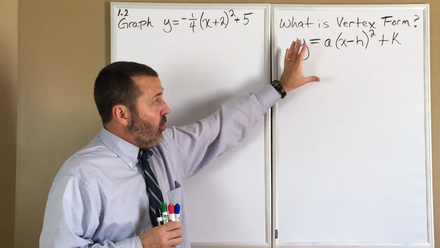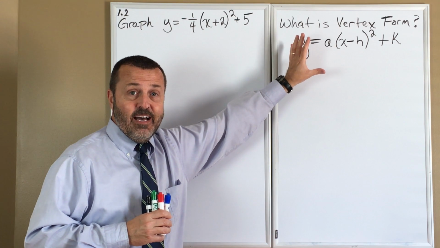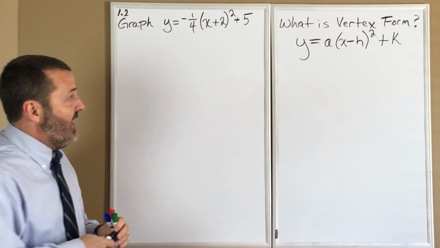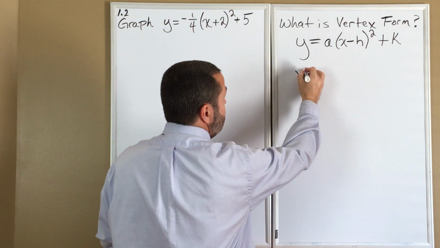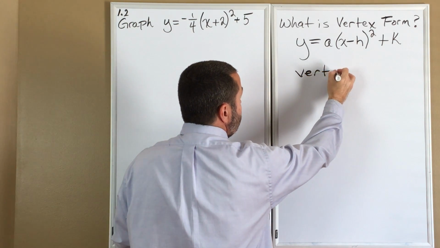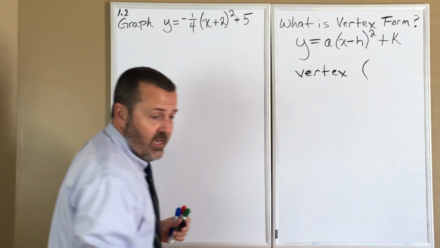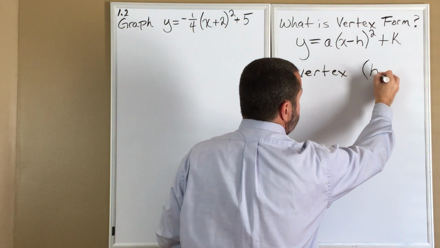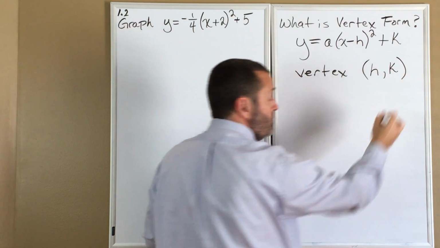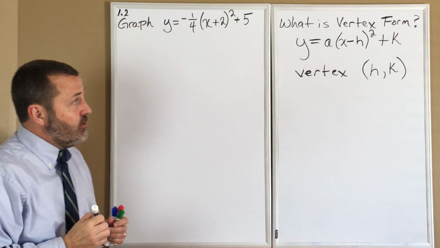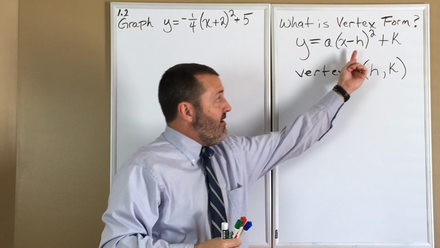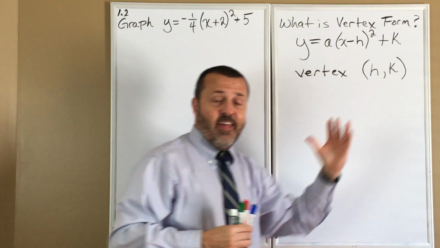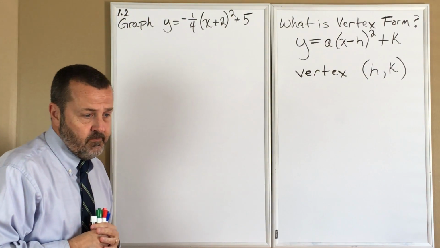Now, before we move forward, let's go ahead and identify some things that we know. We know that the vertex will be the point (h, k). So we can look at our vertex form, and whatever our h value is, and whatever our k value is, that will give us the vertex.